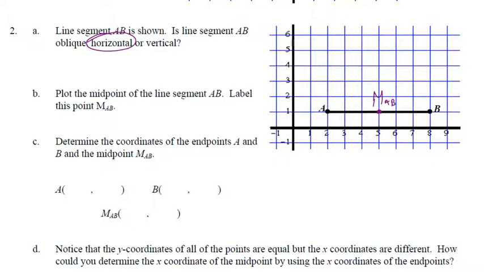Determine the coordinates of the endpoints. So where is A? 2, 1. And where is B? 8, 1. And where is the midpoint of AB? 5, 1. Notice that the y-coordinates of all of the points are equal, 1, 1, 1. But the x-coordinates are different, 2, 8, 5. How could you determine the x-coordinate of the midpoint by using the x-coordinates of the endpoints?